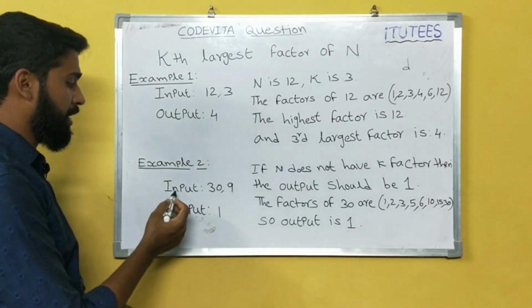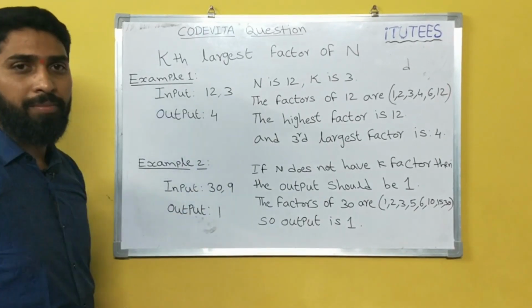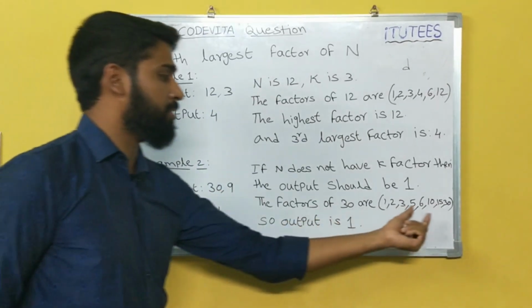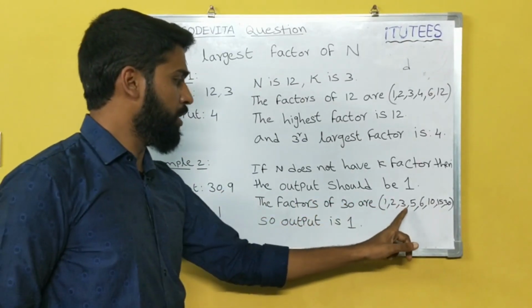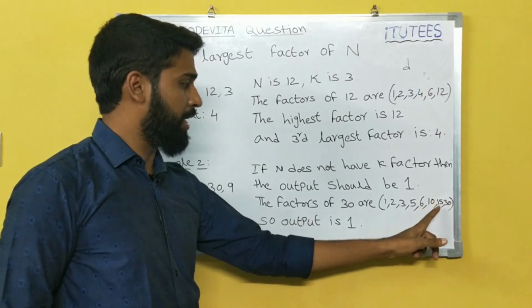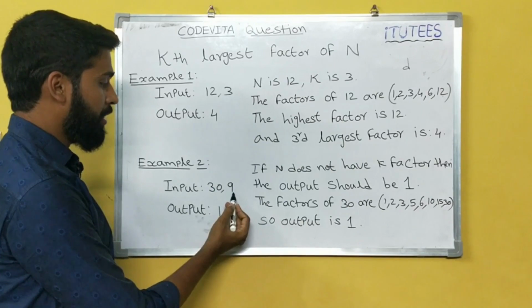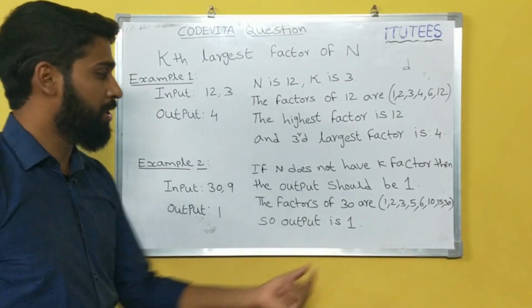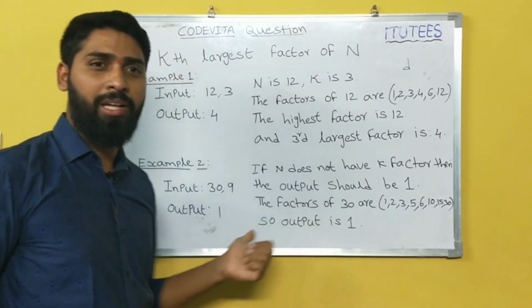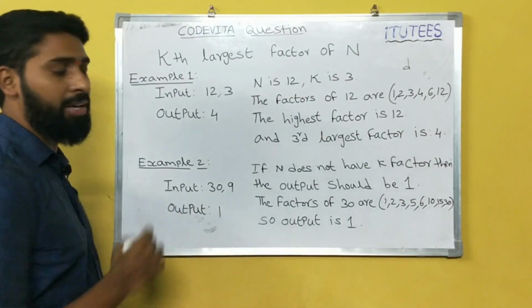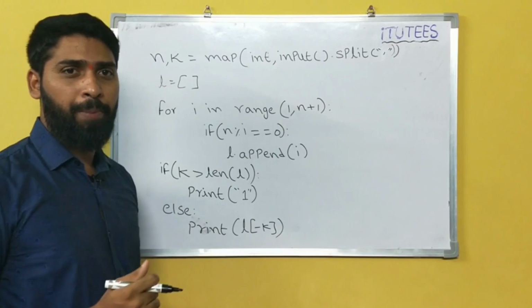Another case: we take input 30, 9. So 30 is n. What are the factors of 30? 1, 2, 3, 5, 6, 10, 15, 30. Here I am giving the input 9, but there are only 8 factors for 30. There is no ninth factor, so it prints 1. Now we see the program.